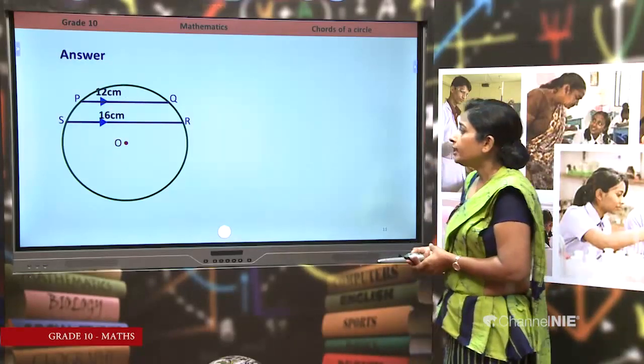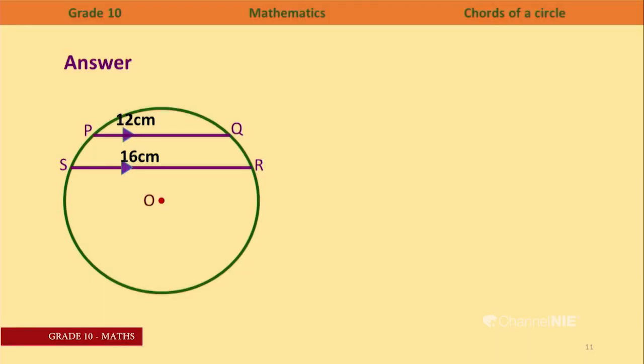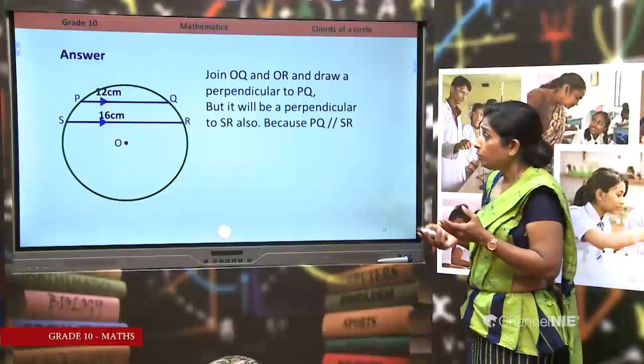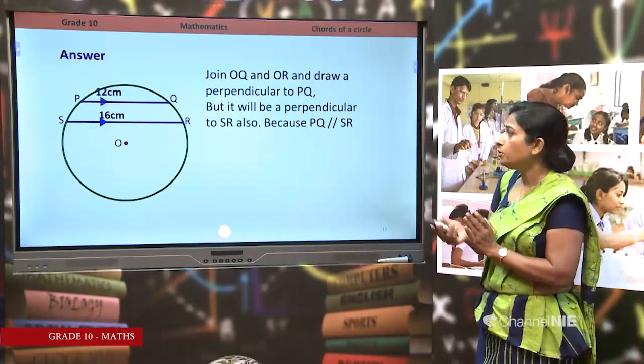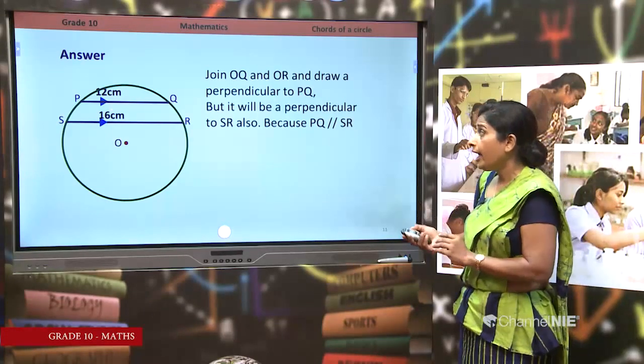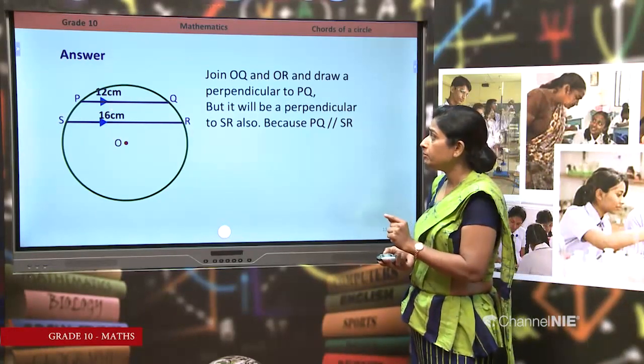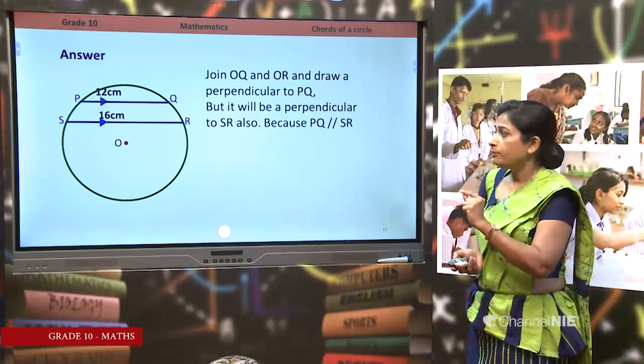Let's see here. So, I have marked the given data. PQ and SR are parallel lines. PQ is a 12 centimeter long chord and SR is a 16 centimeter long chord. Then I am going to join OQ and OR. Another one. So, joining OQ and OR, it's okay, and I am going to draw a perpendicular to PQ from the center.